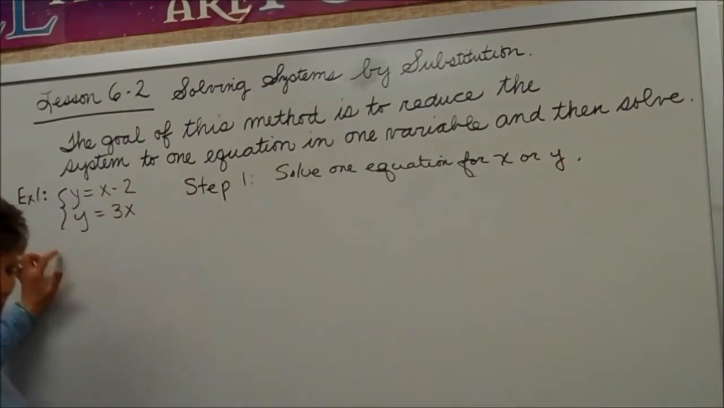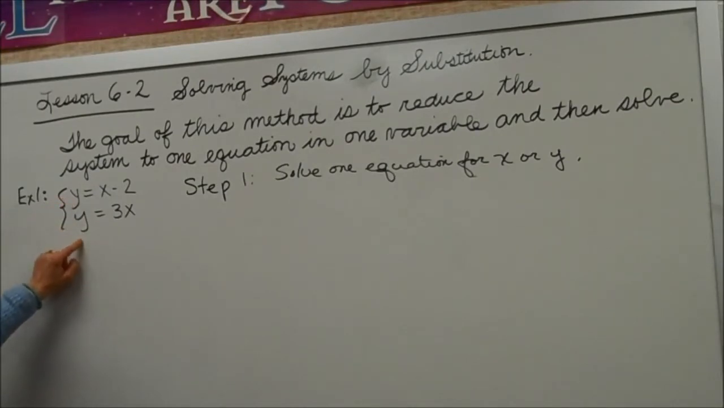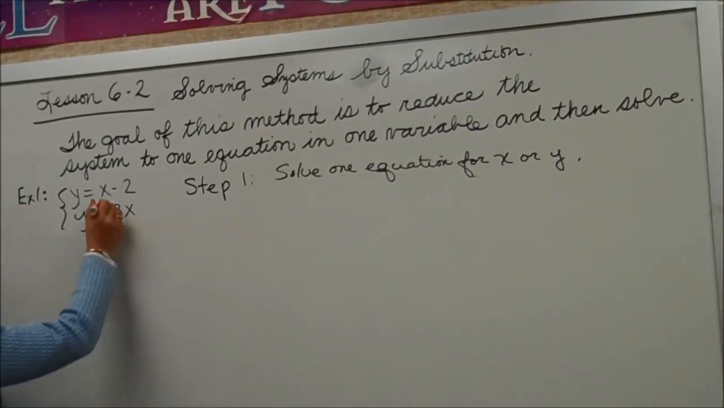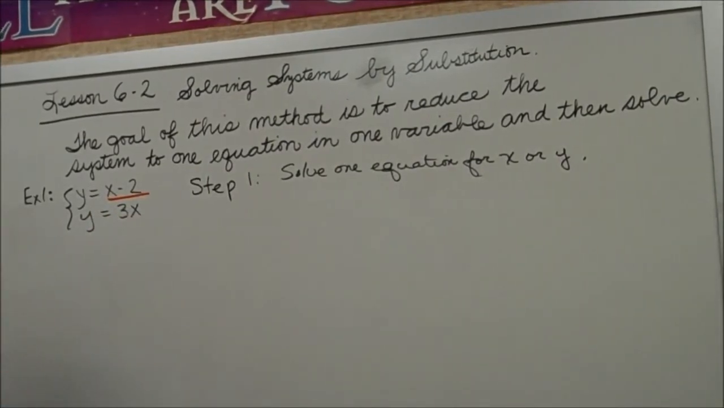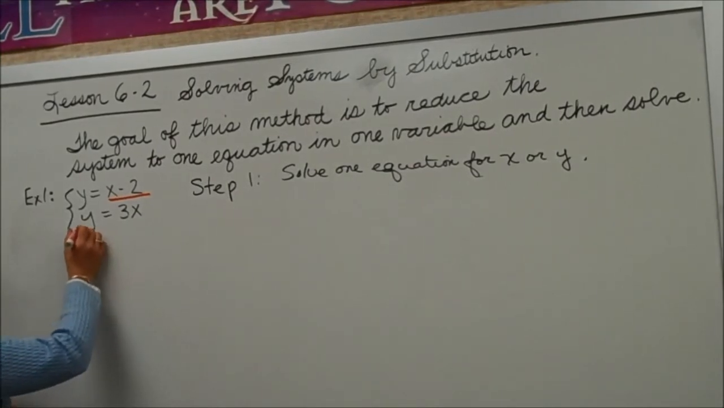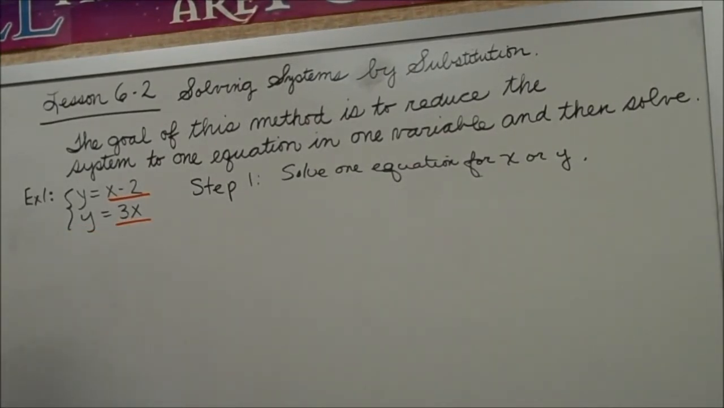If you'll notice, in this system of equations, both of our equations are solved for y. So we have, for the top equation, another name for y is x minus 2. Y and x minus 2 are equal. And in the second equation, we see that y is equal to 3x.